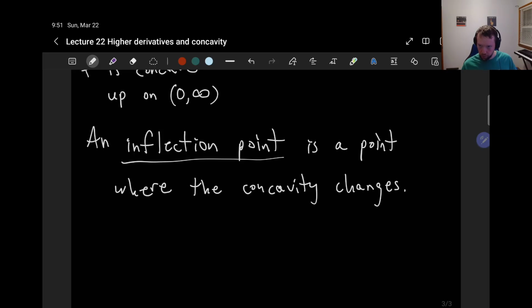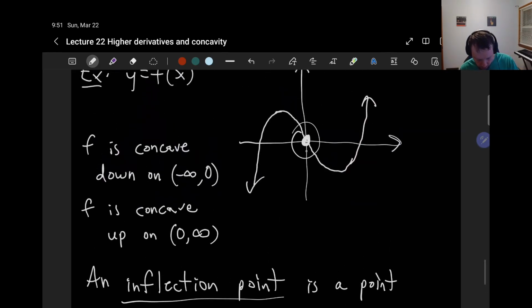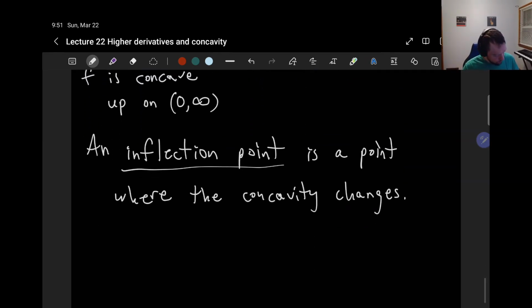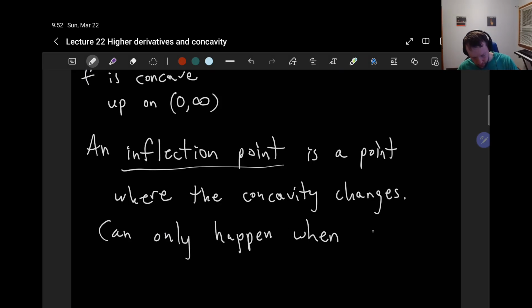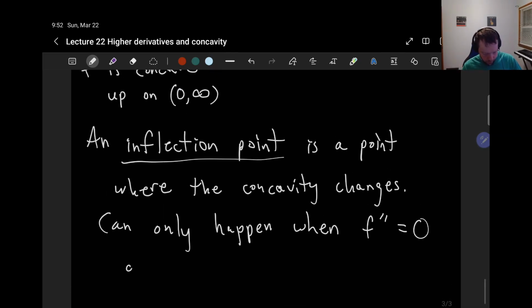So how do you find one? In this example, we were able to visually tell that's where this shift happens. But say you don't have a graph, then it boils down to the behavior of the second derivative. So this can only happen when the second derivative is 0 or undefined.